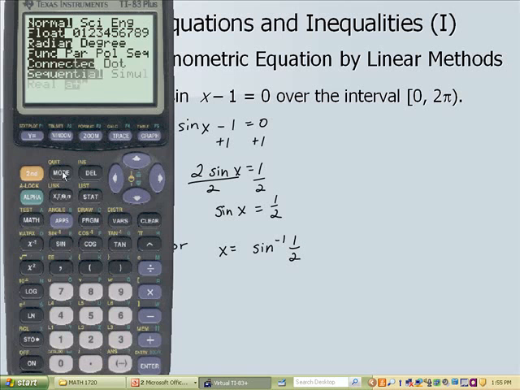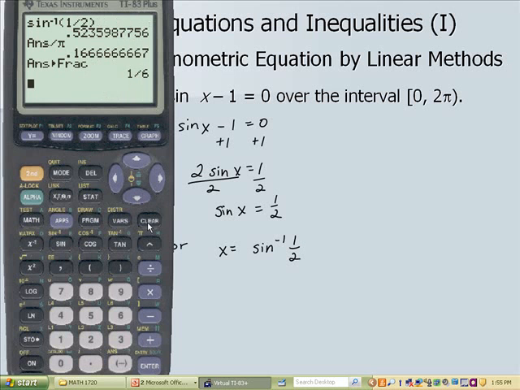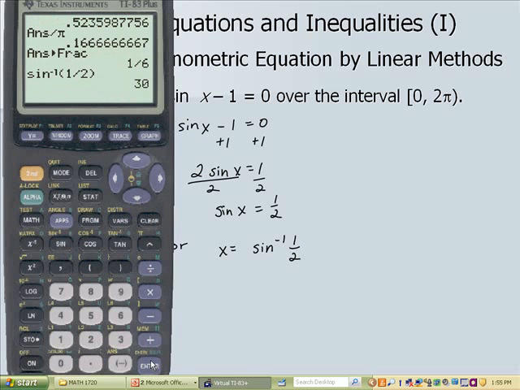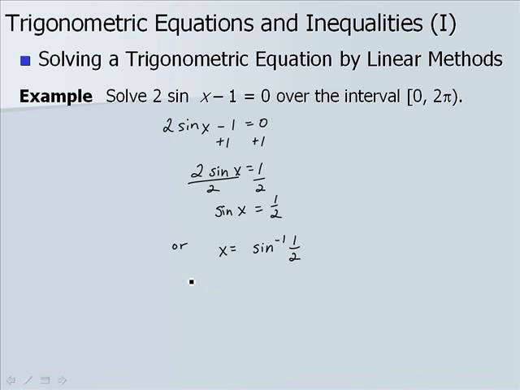Now if we want to do it in degree mode, we'll simply go sine inverse of 1/2 and see that we get 30 degrees, which we can then convert to radians. So we have that x is equal to pi over 6 is one of our values. We're in the interval 0 to 2 pi, and we have that our sine value is a positive 1/2.